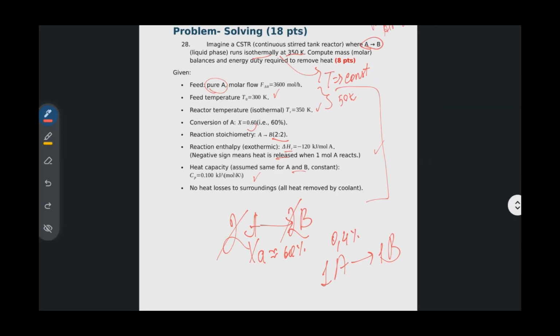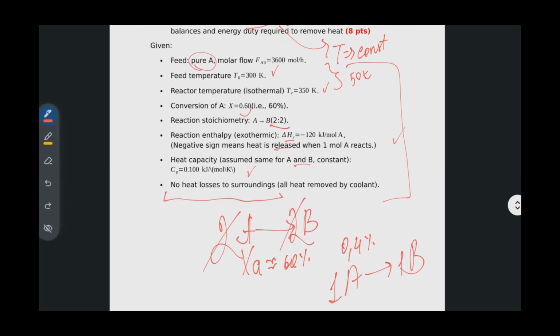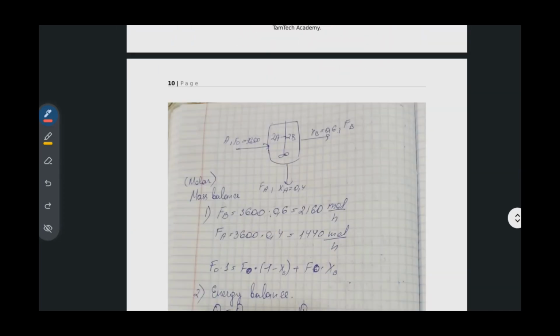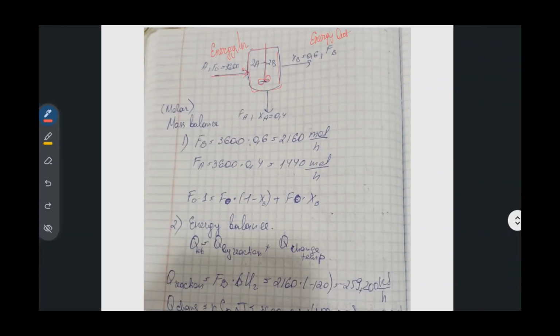We said that you need to perform the mass balance, and then you need to find the energy duty. And we said that there is no heat loss. It means that if you have this reactor, I'll use the same reactor picture, whatever is coming in, the energy in, should be equal to energy out. Okay, so now we'll see the mass balance. We said that it is given 3600, and 60% is converted. So this is right, and it means that the rest, which won't be converted, will be here.